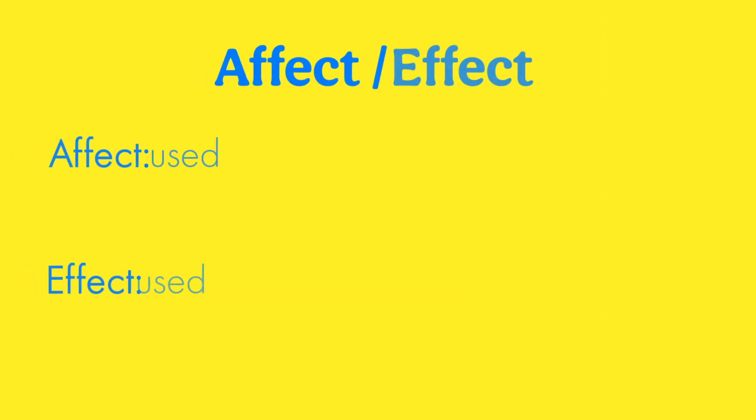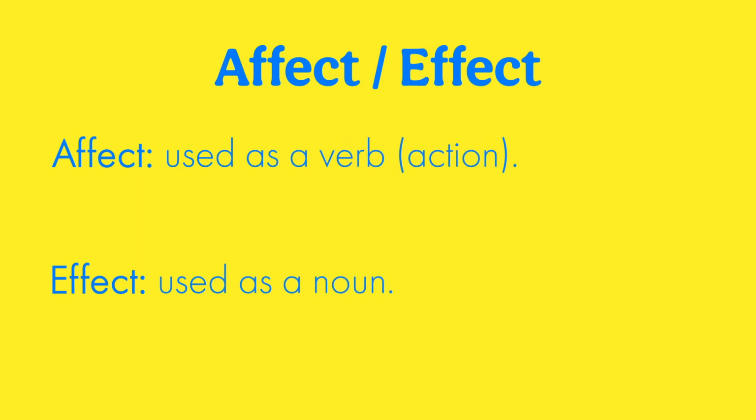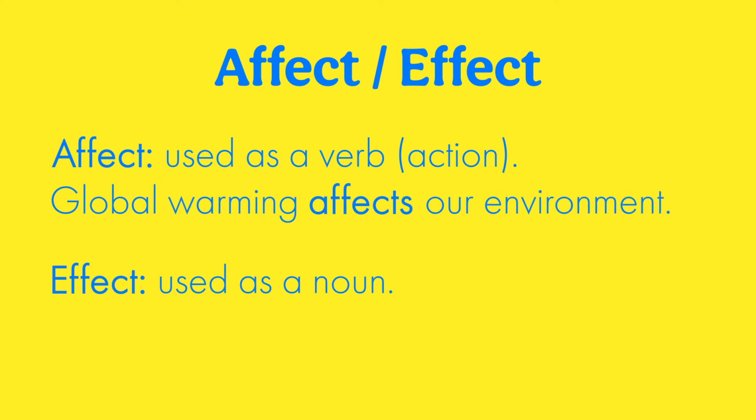Okay, the next one I want to talk about is affect with an A versus effect with an E. This is another subtle difference because people think that you use them for the same thing, but affect with an A is a verb, whereas effect with an E is a noun. So, global warming affects our environment, right? In that case, the affects is used as a verb.